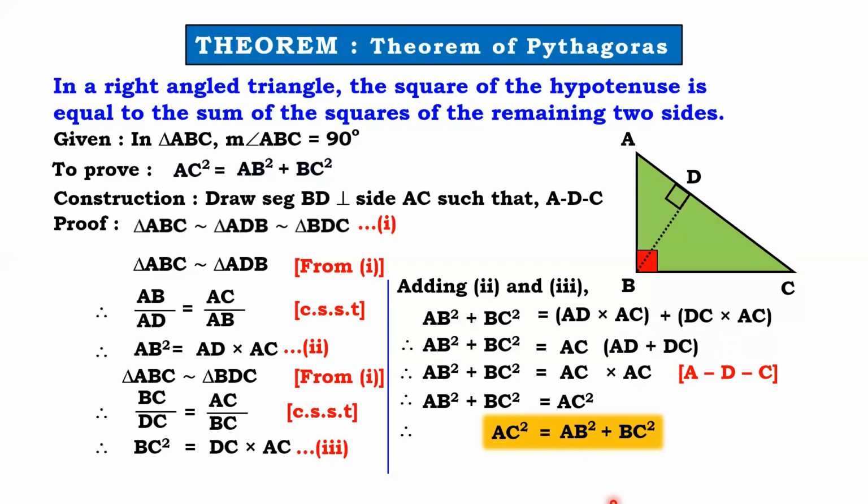We have proved it, and this theorem will come for minimum 3 marks, maximum 4 marks. So I hope you all have understood it very well. So now we have understood theorem of Pythagoras. So we'll start the next theorem, that is theorem of geometric mean.